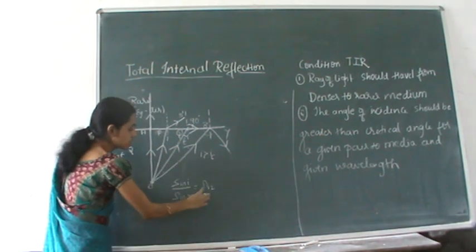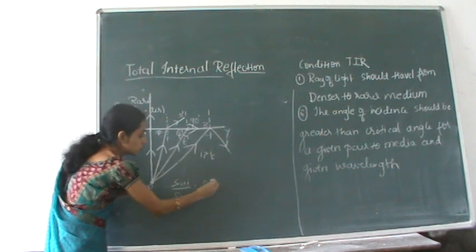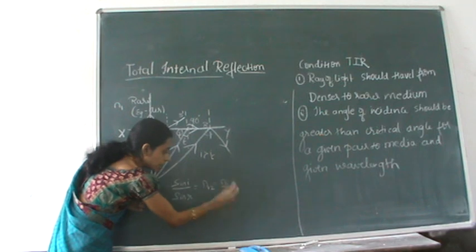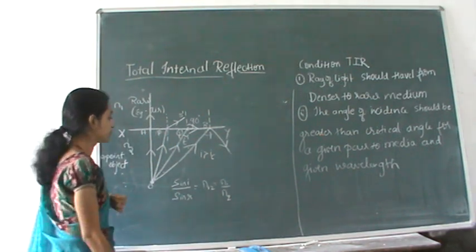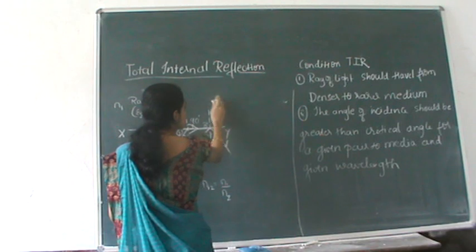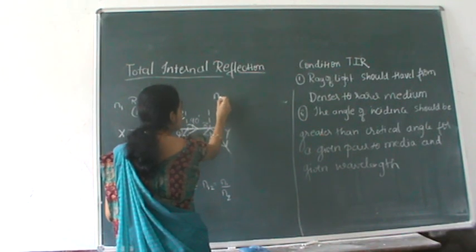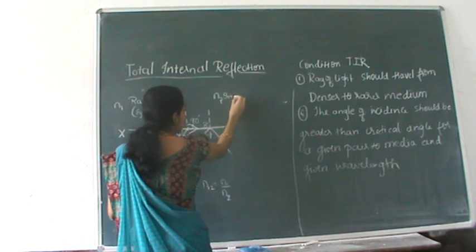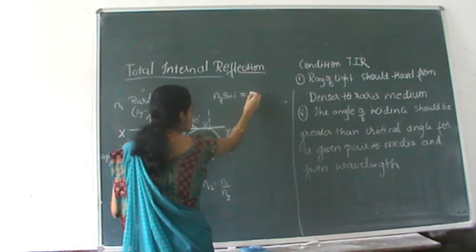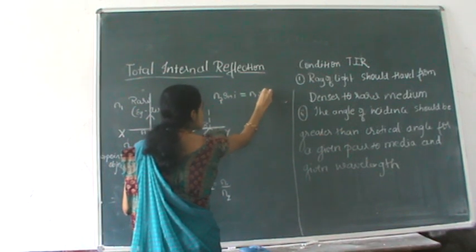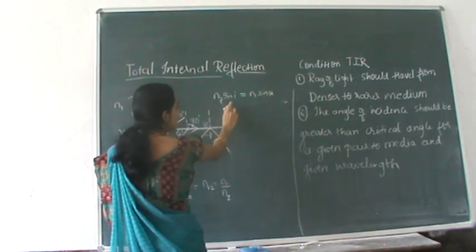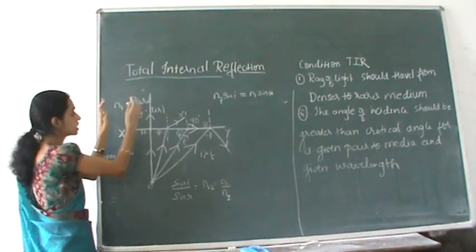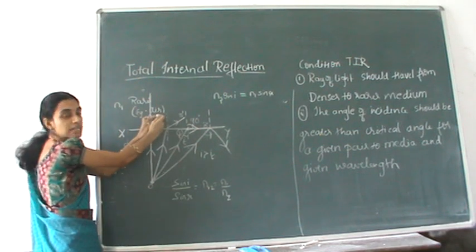Sin i by sin r is n1,2, which is nothing but n1 by n2. If I interchange, I will get the generalized form of Snell's law, that is n2 sin i equal to n1 sin r. Okay, n2 sin i equal to n1 sin r. In this example, okay, in this case, our rarer medium is air.